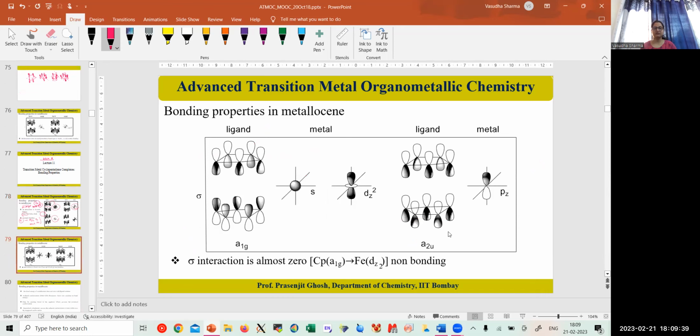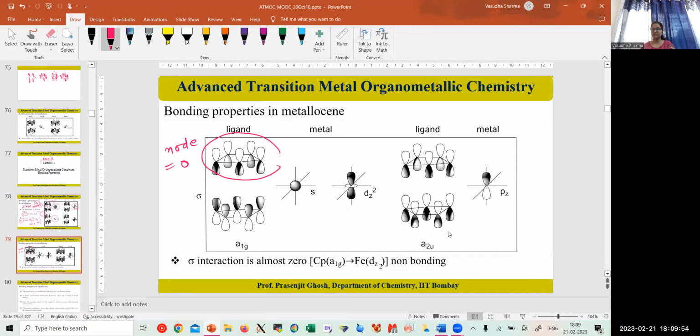Now, followed by this, we have sigma interaction. So what kind of sigma interaction can we assume in metallocene? The ligand would have this kind of symmetry, which has nodal plane equals to zero, where electron density is maximum, right? The overlap would be maximum in the orbitals I'm talking about.